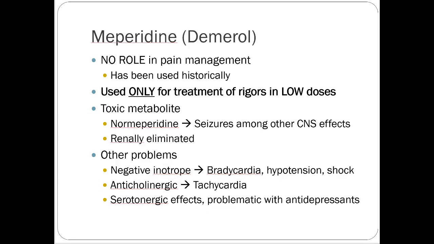Meperidine, not going to spend a lot of time on this. It's got no role in pain management. We only use it for rigors, and it's for low dose. So for post-operative shivering, post-anesthesia, post-paralysis, a lot of times they might give a small dose of meperidine, and I'm talking really small doses, like 25 milligrams, which doesn't mean much to you guys, but for pain management, you'd use quite a bit more. We don't use it for pain anymore because it's got a toxic metabolite and it's renally eliminated. It's got a lot of issues with it anyway. You should never see meperidine for pain. We just have much better alternatives now, and there's no reason to use it for pain management.